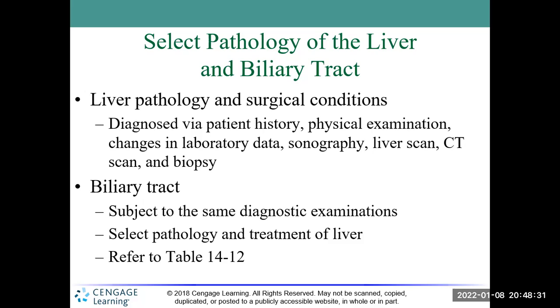So we're going to look at some liver pathology and the surgical conditions that are diagnosed by patient's history, their physical exam, what is found during that physical exam, laboratory result changes, a sonography, a liver scan, a CT scan, and the biopsy. So all of that is taken into consideration to figure out what is going on with the liver and the biliary tract, and what surgical interventions are appropriate and suitable for that particular patient.